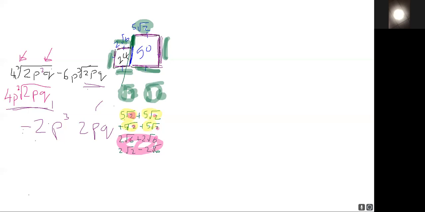Remember how you took that root 50 and you switched it to that mixed radical right away? If you simplify all your radicals as you're working with them, and they're in their simplest form, then you won't have to worry about whether you have to do more. Just know that when you're adding and subtracting, what's inside and that index have to be the same.